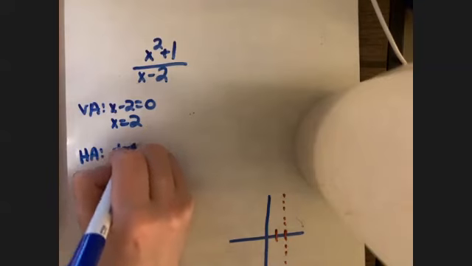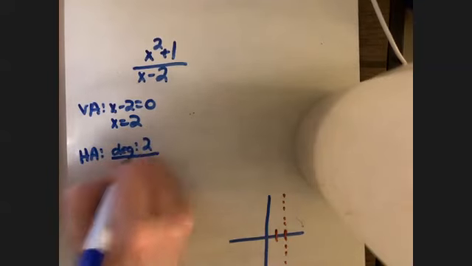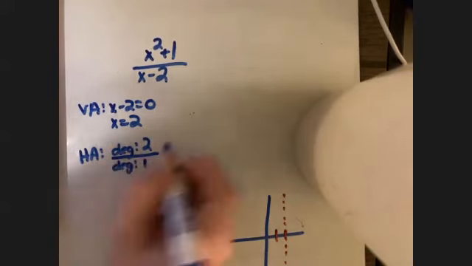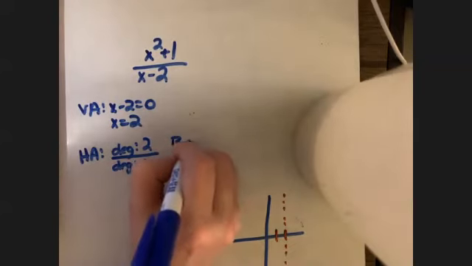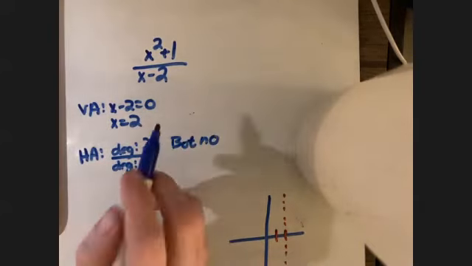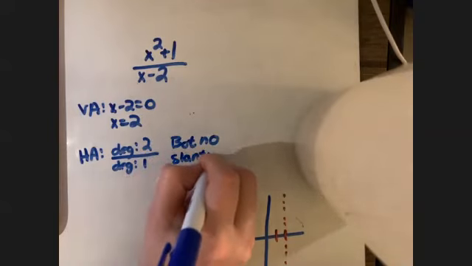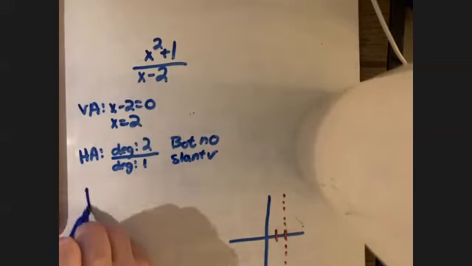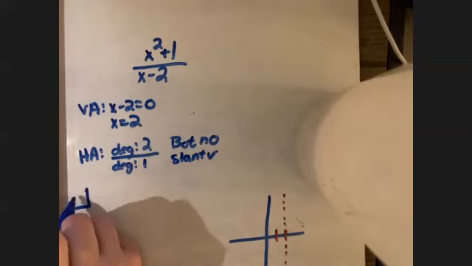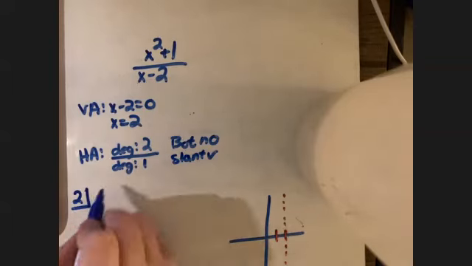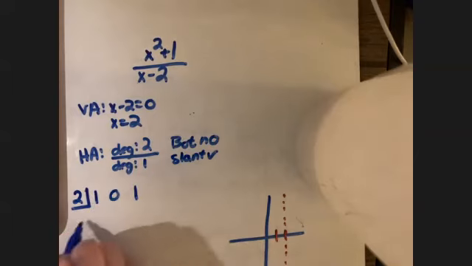Our degree on the top is 2. Our degree on the bottom is 1. So we are, no, but we are 1 higher on the top. So we have a slant. So again, I'm going to do our synthetic division. X minus 2 means I'm putting a plus 2 in the box. I've got a 1, 0, 1.